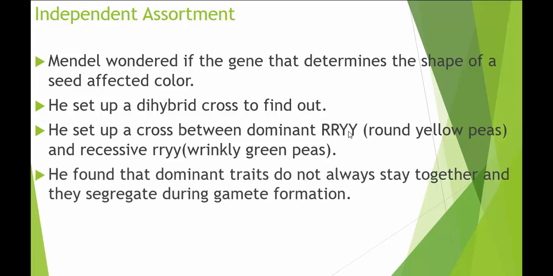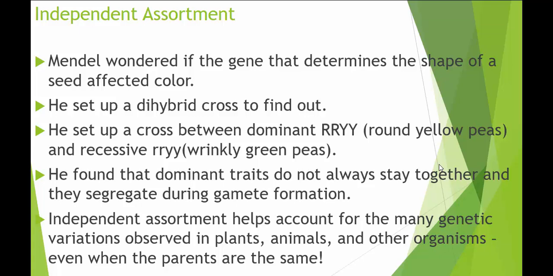So he set up a cross between the dominant and recessive. And here we have two lowercase r's, two lowercase y's, which means they're going to be wrinkly because we're not carrying a dominant trait. And they're going to be green because we're not carrying a dominant trait for yellow. So he set up a cross between those two. Now he found that dominant traits do not always stay together and they segregate during gamete formation. When we say they segregate during gamete formation, what we mean is they're actually going to separate during the sperm or egg formation. Independent assortment helps account for the many genetic variations observed in plants, animals, and other organisms, even when the parents are the same.